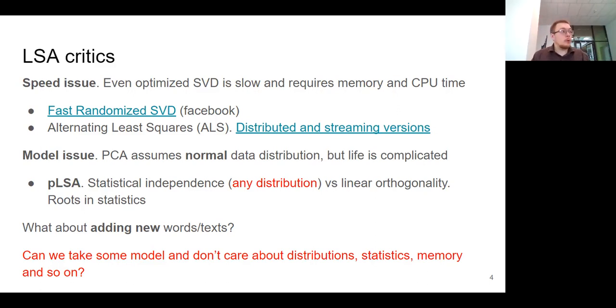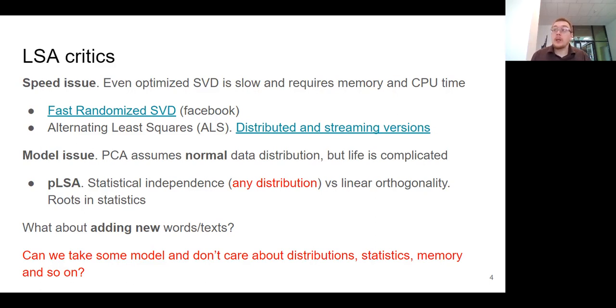And distributed means what? You can try to benefit from multiple machines. You have a cluster of computers connected by the network, and you train this part here, and these methods allow us to do this. But still, CPU time and memory don't decrease, you just distribute this time or you distribute this memory.